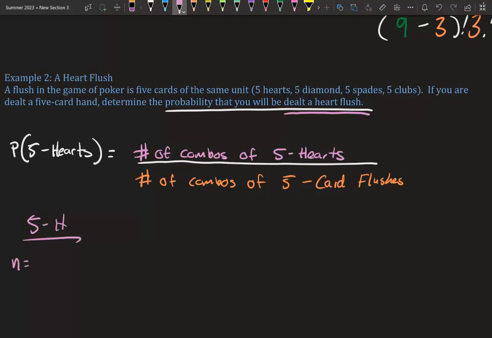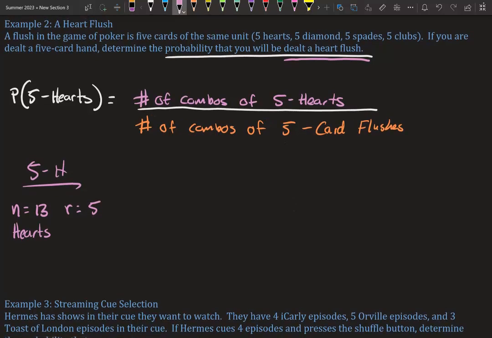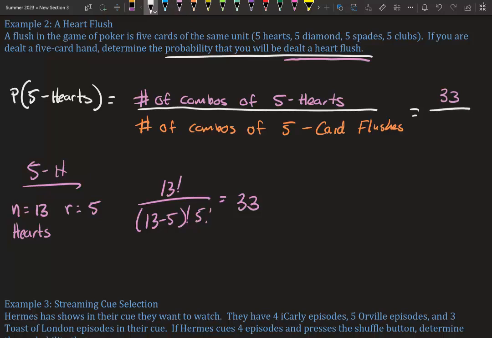Alright, so let's find our 5 hearts first. We need our N and our R. Our N is how many hearts you have. You have 13 heart cards. And you're picking 5 because you have 5 cards in your hand. So that means we have 13 factorial over 13 minus 5 factorial, 5 factorial. When you plug that into your calculator, you get 1287. So there are that many different ways you can mix and match 5 of your heart cards in your hand.